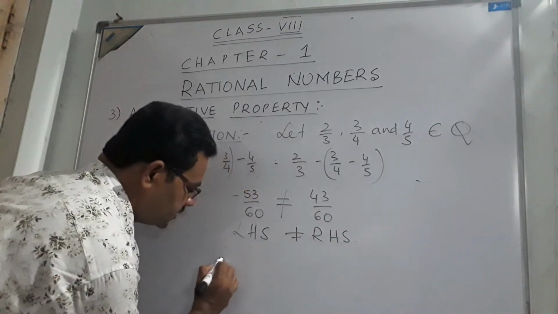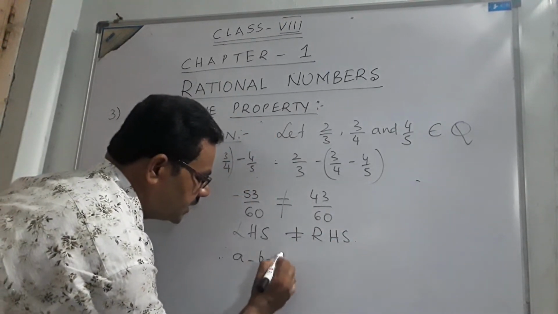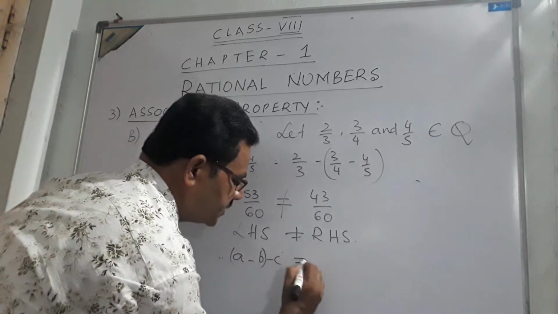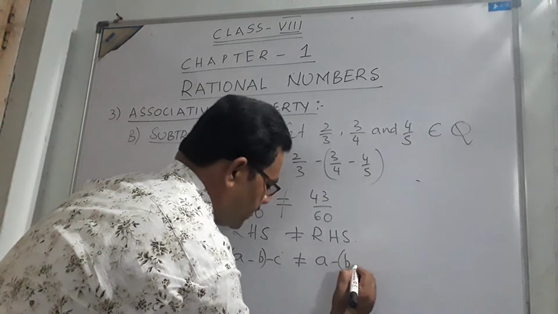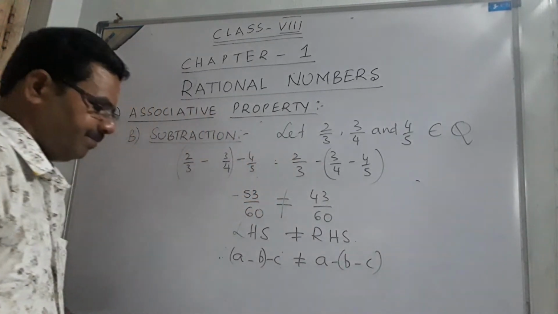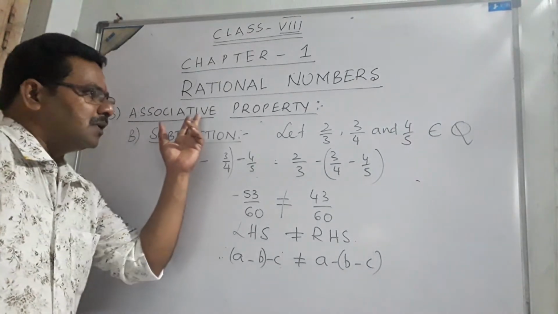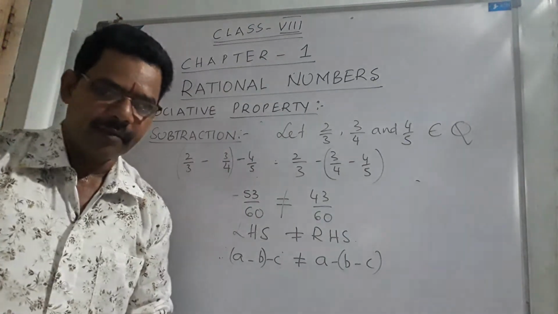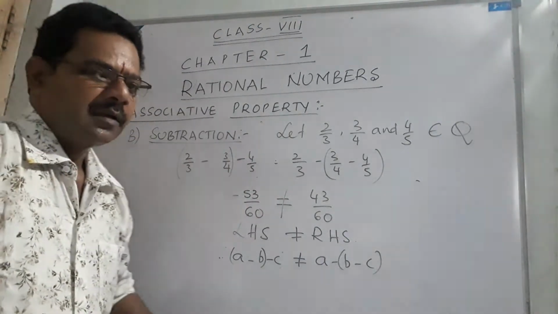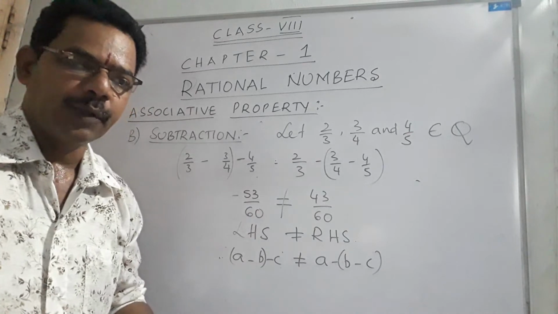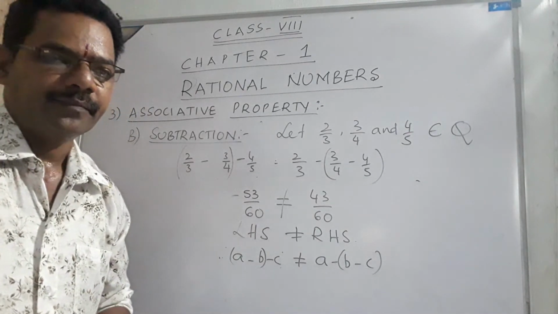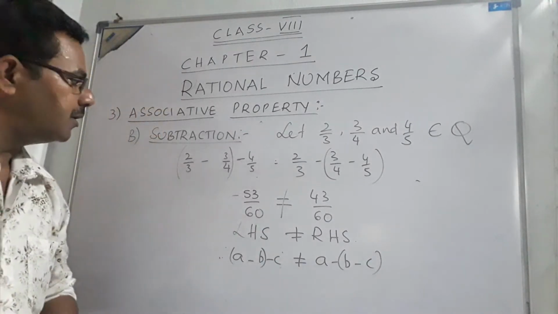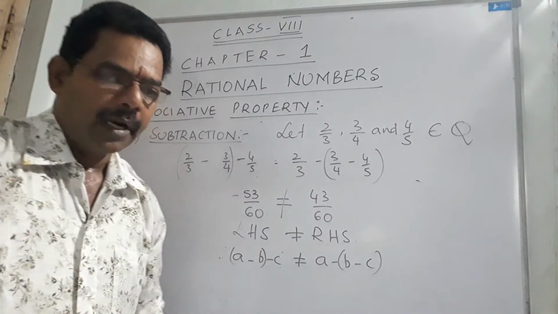Therefore (a minus b) minus c is not equal to a minus (b minus c). So the associative property is not followed in rational numbers under subtraction. Otherwise, we can say rational numbers are not associative under subtraction. Okay. So now we shall move to the third basic mathematical operation, multiplication.